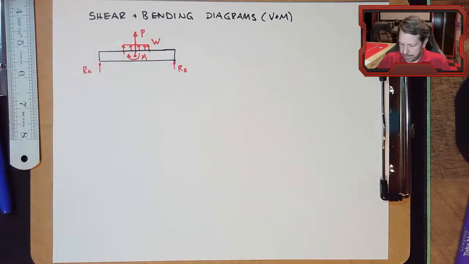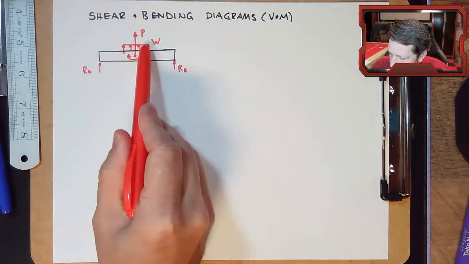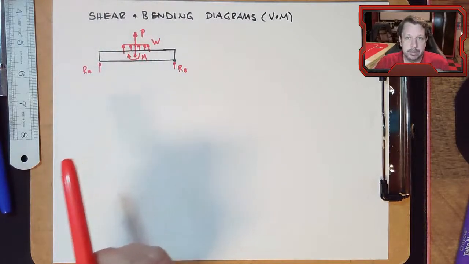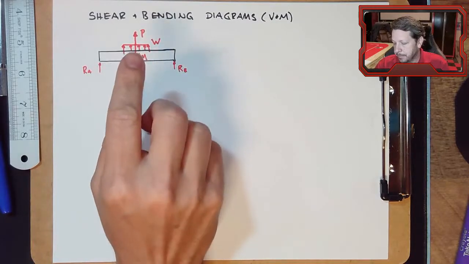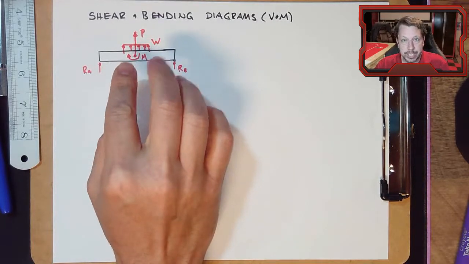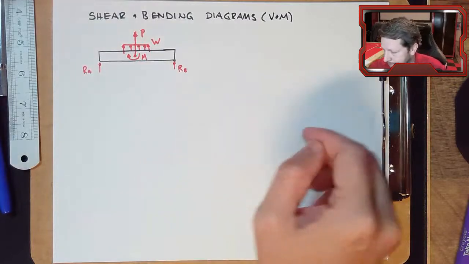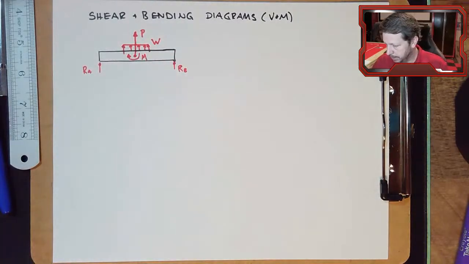Now, I drew an evenly distributed load here. We could have drawn any particular shape, a sine wave or whatever kind of shape that we wanted to do for that. The shape of it is not important for what we want to do today. So I just drew one that's evenly distributed.